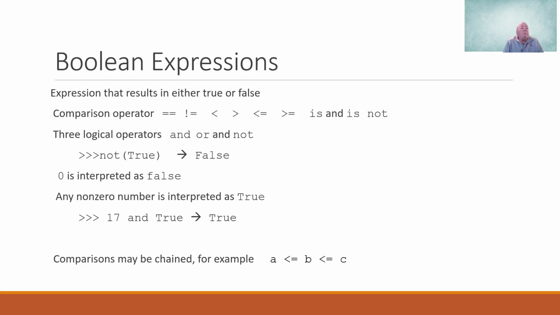In fact, it says right there, zero is interpreted as false. Any non-zero number is interpreted as true. Now, that can cause a lot of trouble sometimes, so you've got to keep that in mind: zero is equivalent to false. Any non-zero number is true.